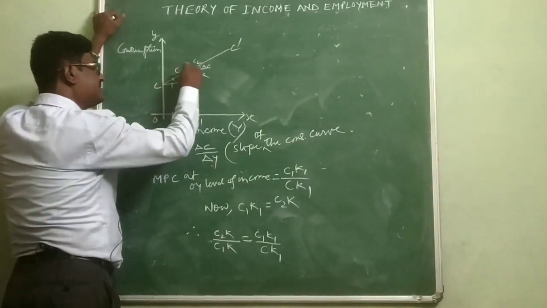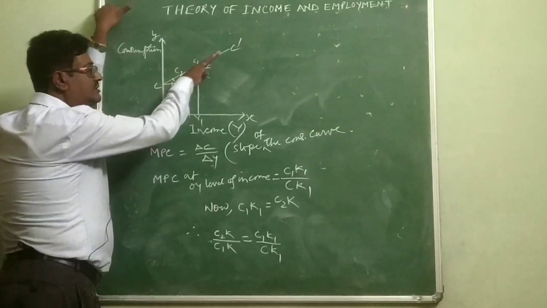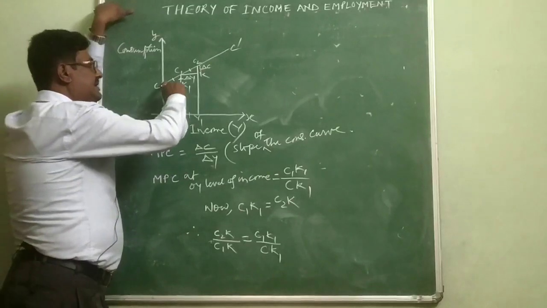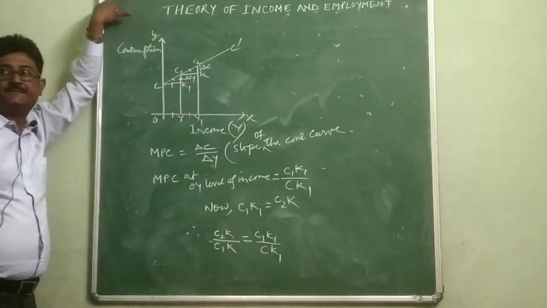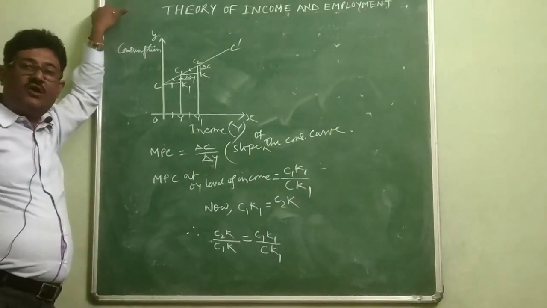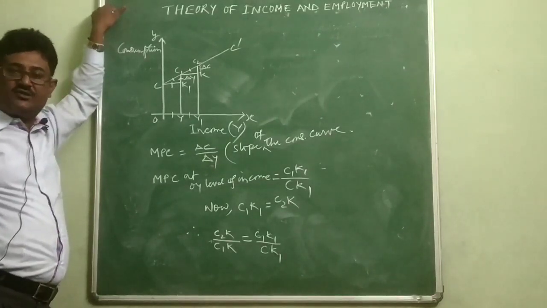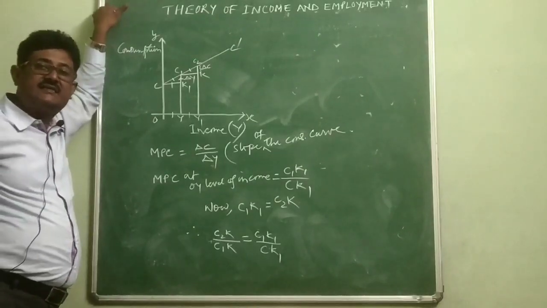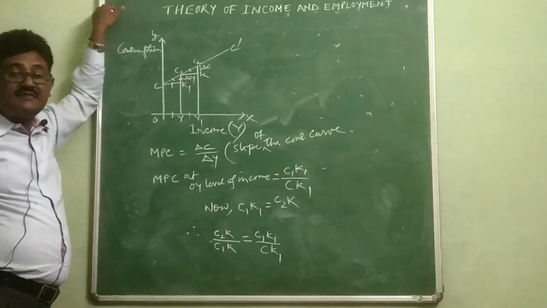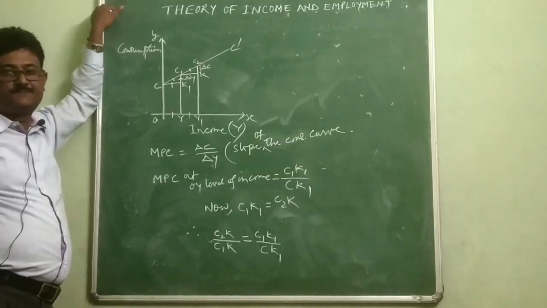So the slope of this line will be constant all throughout. Therefore the marginal propensity curve is constant here. As a result, the consumption curve is linear. But it should be remembered that the consumption curve can also be non-linear. That is, when consumption is not zero at zero level of income, and as income increases, consumption also increases, but not as much as the increase in income. In that case, the consumption curve will be non-linear.